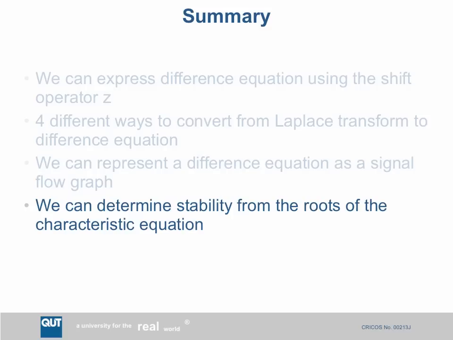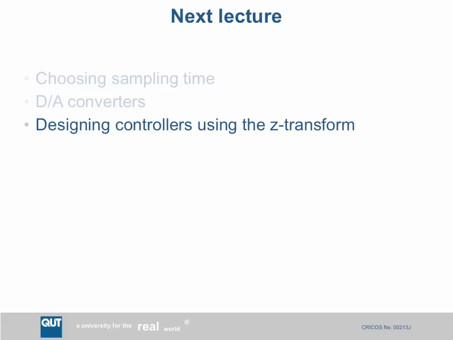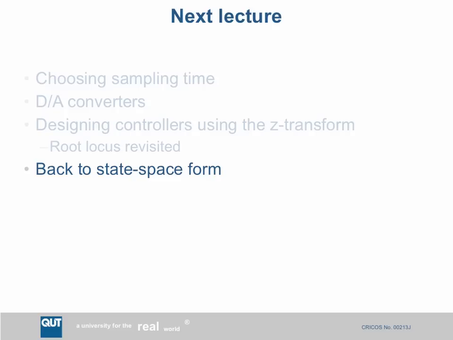In the next lecture, we're going to start talking about how we choose the sampling time. We've used delta t pretty consistently in the last couple of lectures. How do we choose what delta t should be? We're going to talk about D to A converters because they play a really important part in any digital control system. We're going to talk about how we design controllers using the Z transform. We're going to revisit the locus method, for example. And we're also going to go back to state space form.